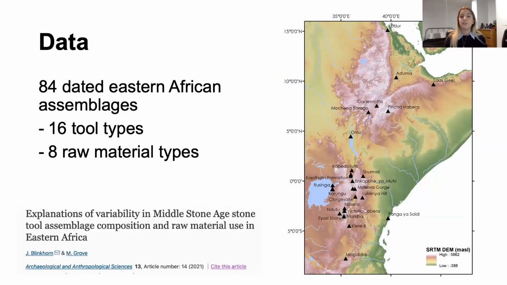We had 84 assemblages in total and data regarding the presence or absence of 16 tool types and 8 raw materials, as well as other site characteristics like altitude. The archaeological data has been previously published by my co-authors Matt Grove and James Blinkhorn in Archaeological and Anthropological Sciences. Some of the sites have multiple assemblages, and when these assemblages have been dated to different time periods, we were able to look at how the environments vary both within and between sites across space and time.